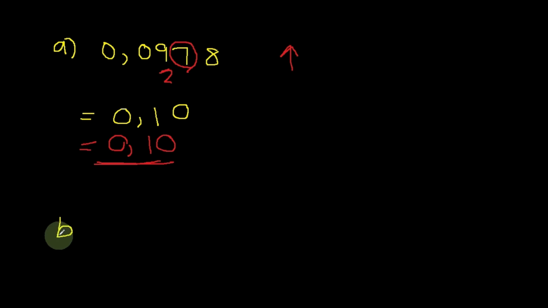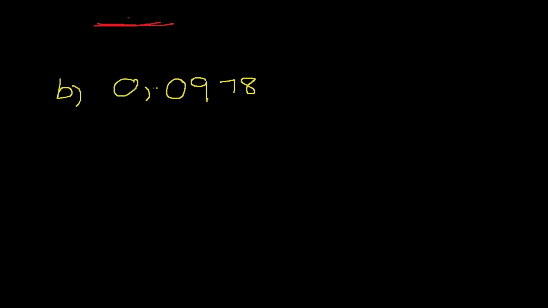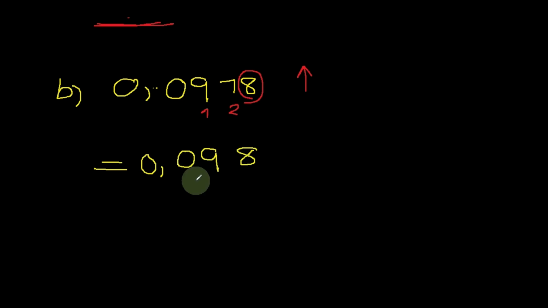Now let's go on to B. 0,0978. Nine is the first significant figure, 7 being the second. So our focus is on what? Is on 7. Therefore 8 is what? Is what will determine how we round. 8 rounds up. So we have 0,098. That will be our final answer.